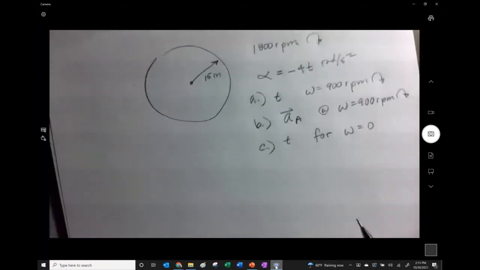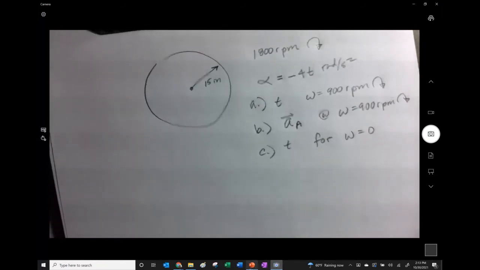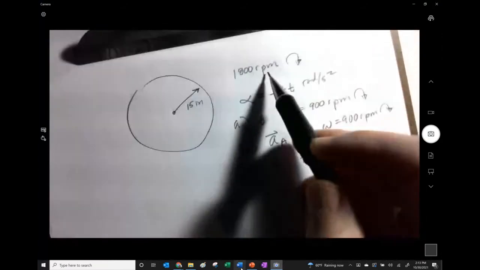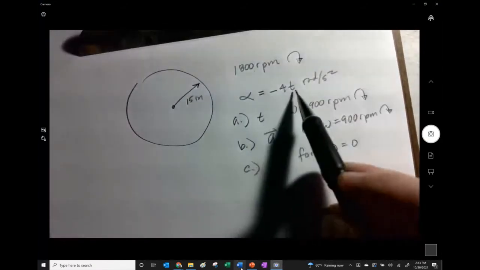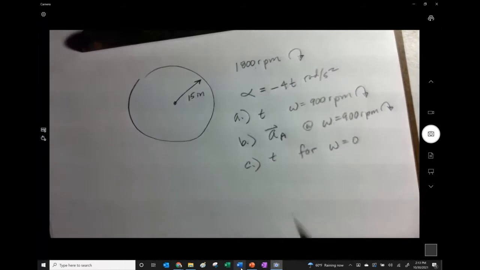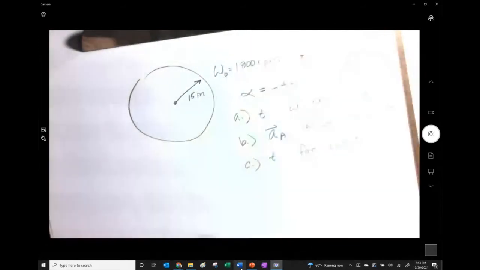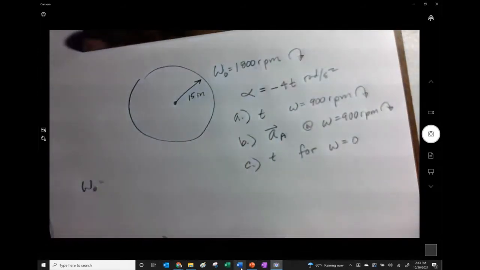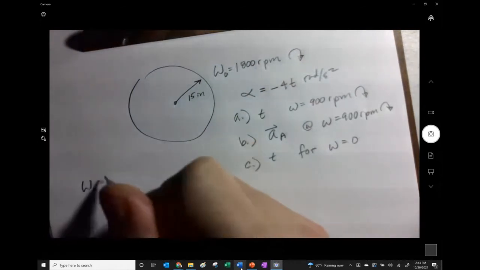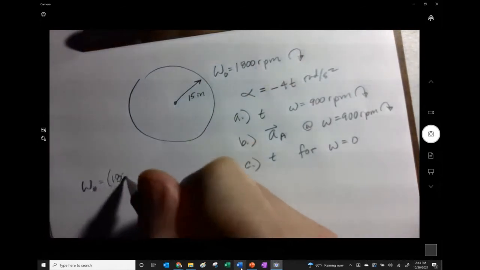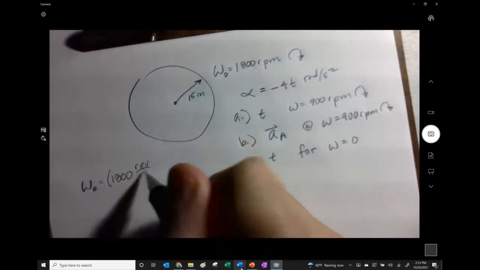Okay, so the first thing I would want to do, because I have RPM and I have radians per second squared, I might want to turn this one and that one into radians per second. So here's my initial right here. So to turn something into radians per second, I'll say 1800 revs per min.